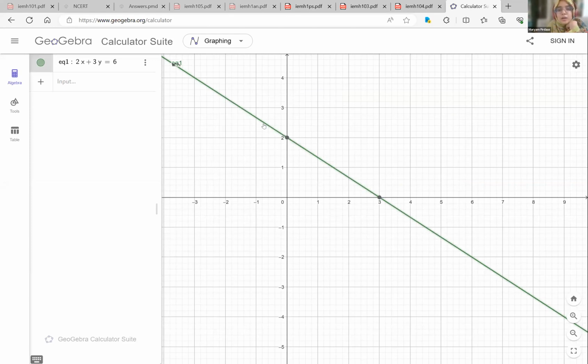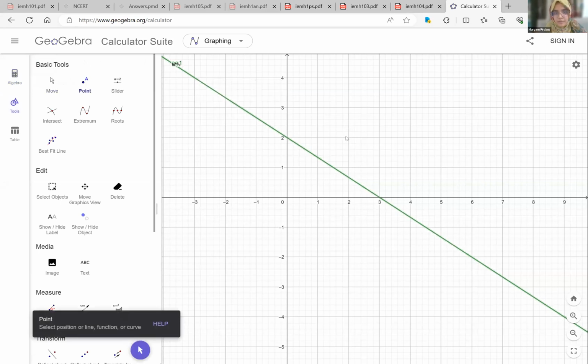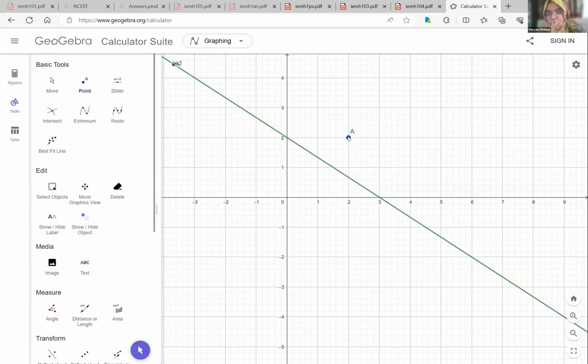So we said that these two points, the point (0, 2) and (3, 0), lie on the line. Now, how about this point over here? I'm going to mark a point right over here. What are the coordinates of this point? (2, 2). Very good. Can you see that this point (2, 2) does not lie on the line? Yes, the point (2, 2) does not lie on the line.